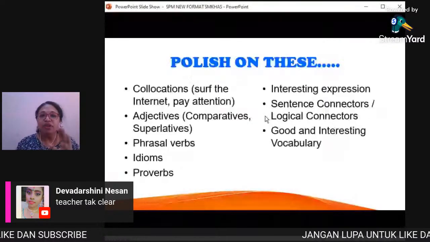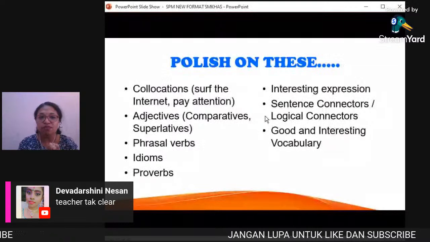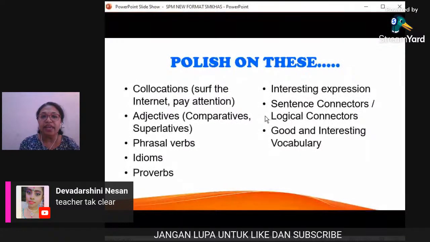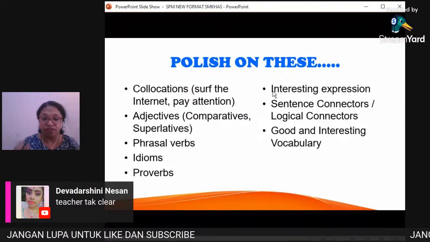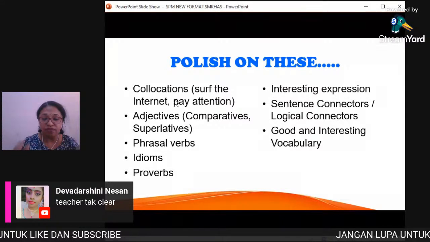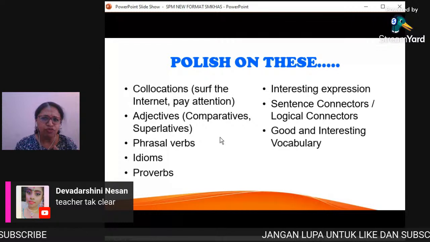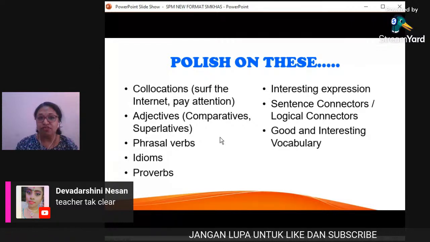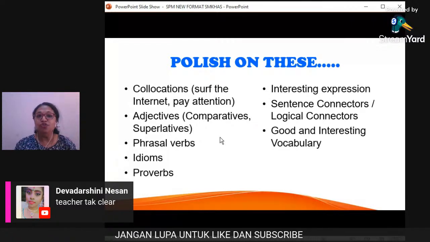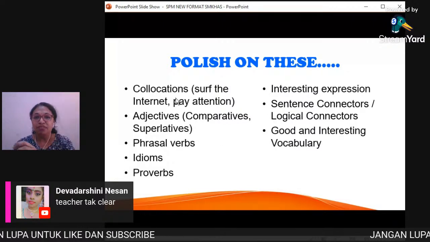So now I'm presenting the next skill. Next skill will be, wait, let me show you. Because I showed the slide, the link, right? Okay, this one is Write and Improve for writing. There's another for speaking. We'll look into that also. So for writing, please polish on this. This is what our textbook has covered so far in Form 5.